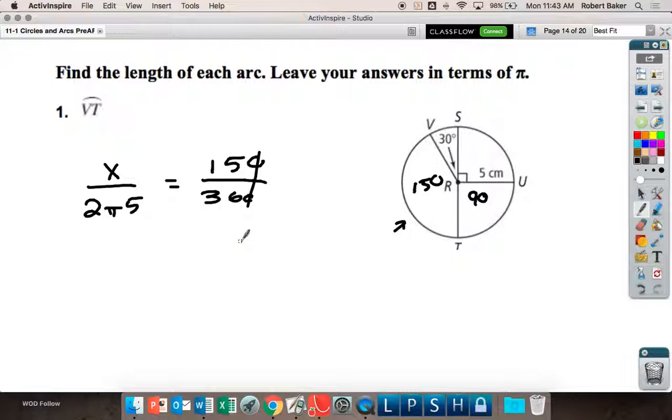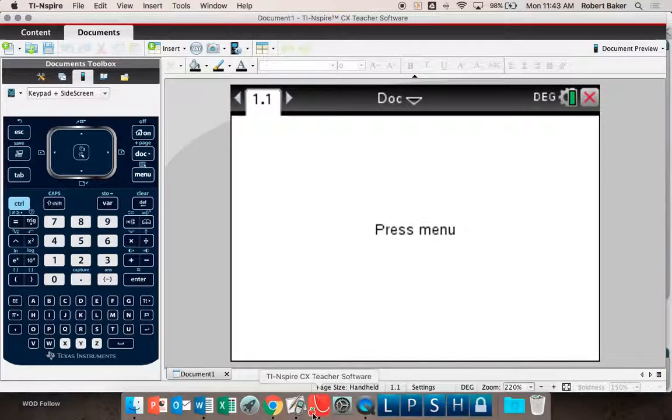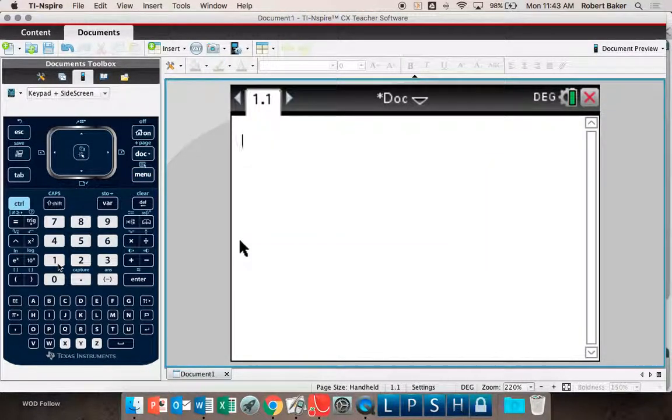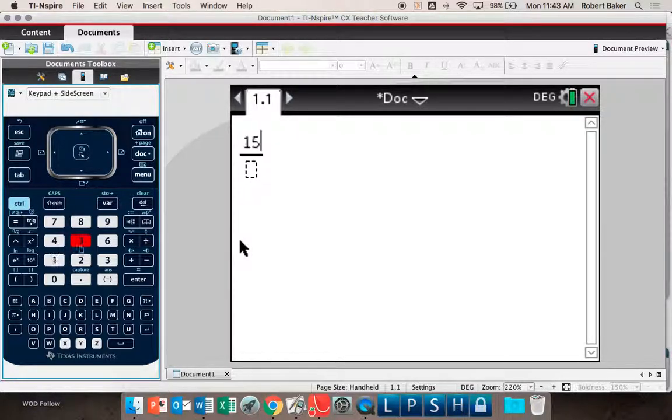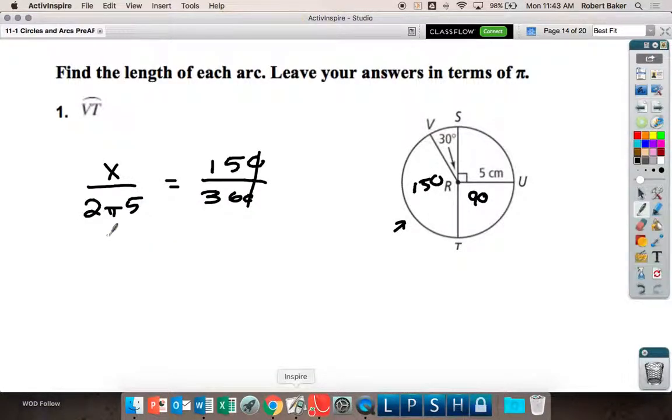So you can cross your zeros out. Is there any way to simplify 15 over 36? You can do control divide. And it will tell you the most simplified version is 5 over 12, which is wonderful. So x over 10 pi is equal to 5 over 12. Now we cross multiply and solve for x.